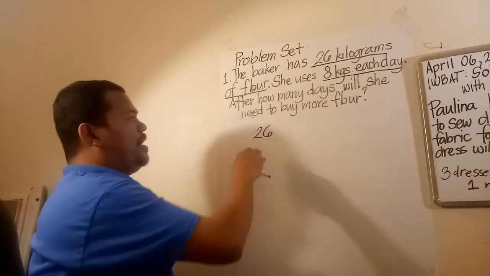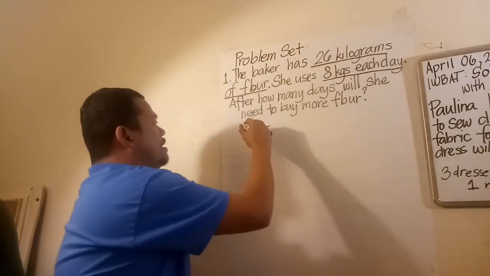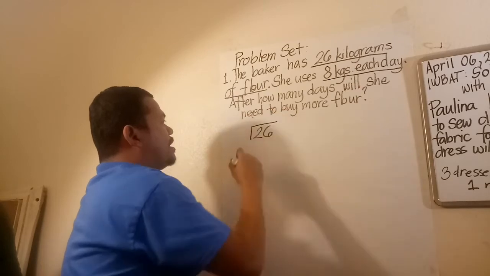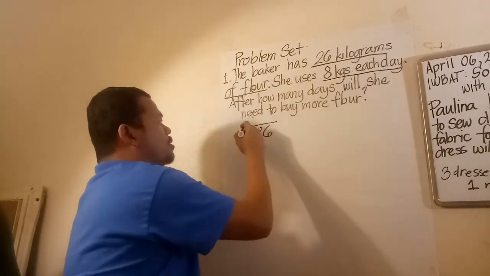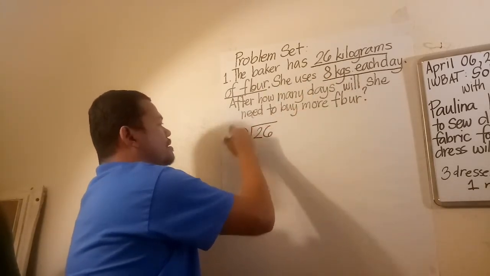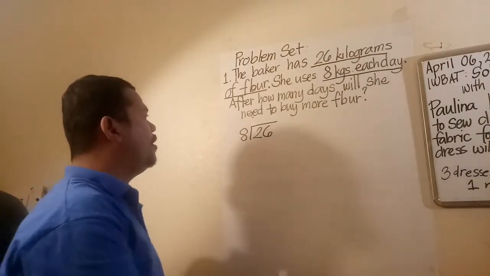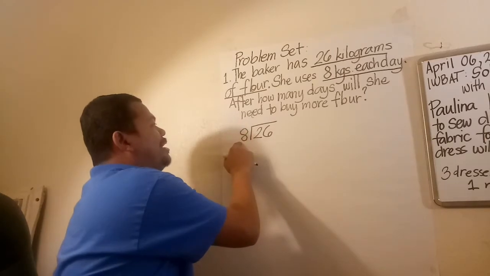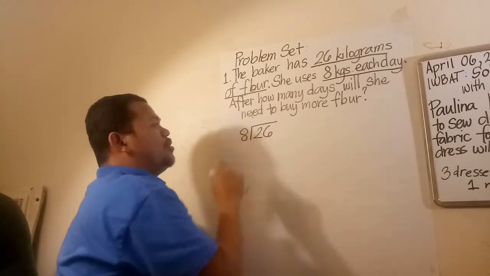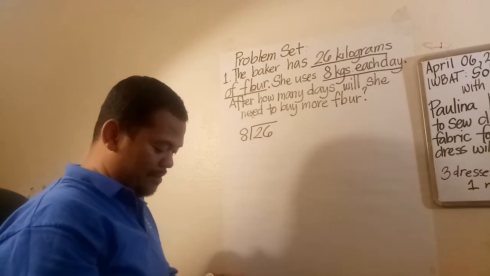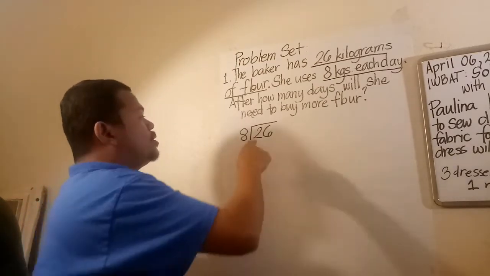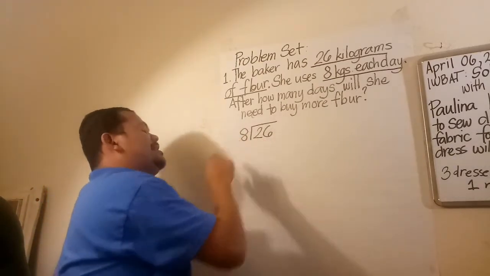Okay? This will be our dividend. We are going to find out our quotient. So 8 kilograms will be our divisor. Now, we are going to find out how many 8 kilograms are here in this 26 kilograms. We can do that by dividing 26 kilograms divided by 8 kilograms.